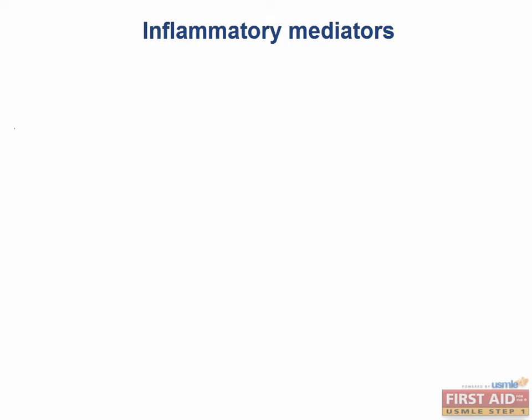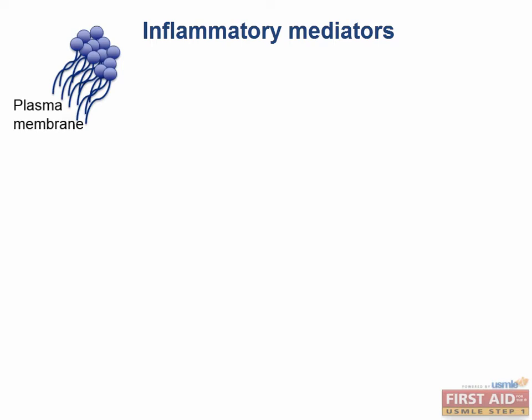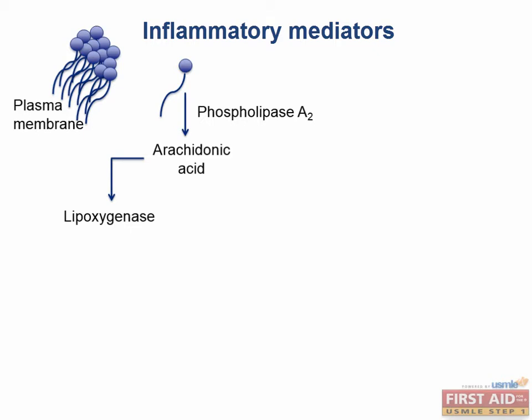So let's start at the beginning. Where does the whole process start? The plasma membrane of any of the many different cells in the body. A single membrane lipid is taken by phospholipase A2 and is converted to arachidonic acid. With this arachidonic acid, there are two directions to go, either down the lipoxygenase pathway or the cyclooxygenase pathway.